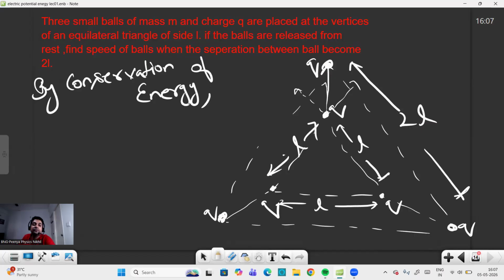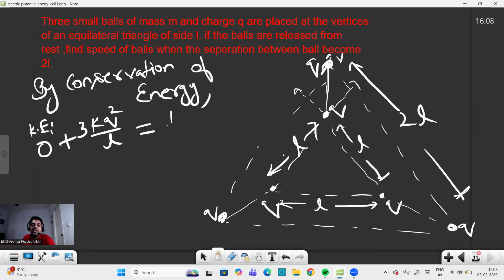Correct? So initially it is released, which means the total kinetic energy initially is 0. Interaction energy will be there because there are three pairs. So K, each charge is the same, K Q square by L, and three pairs are there, so I can directly multiply by 3, equals the final kinetic energy. So let their speed become V. Each speed will be V because all the conditions are the same. They have the same masses and same charges. So we can say their speed will be V.